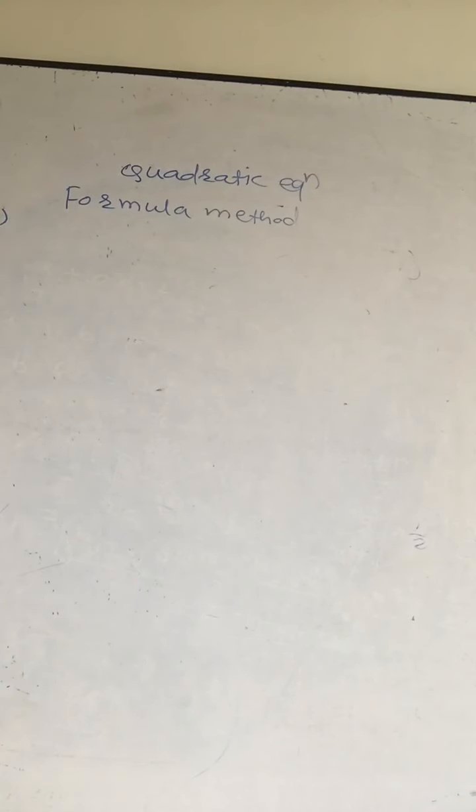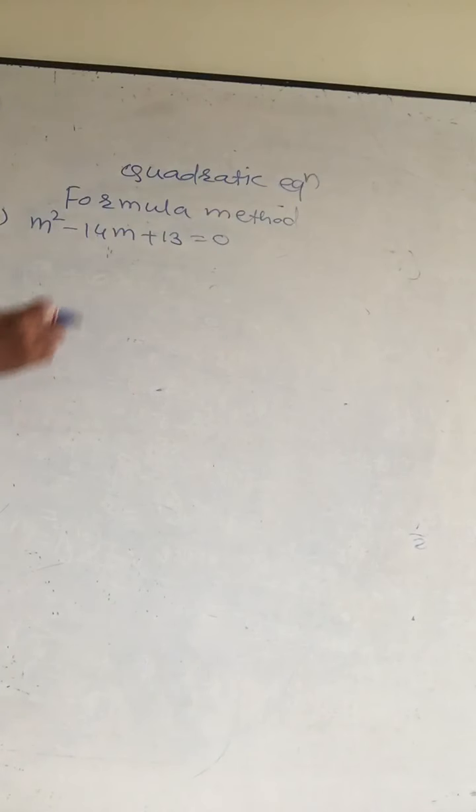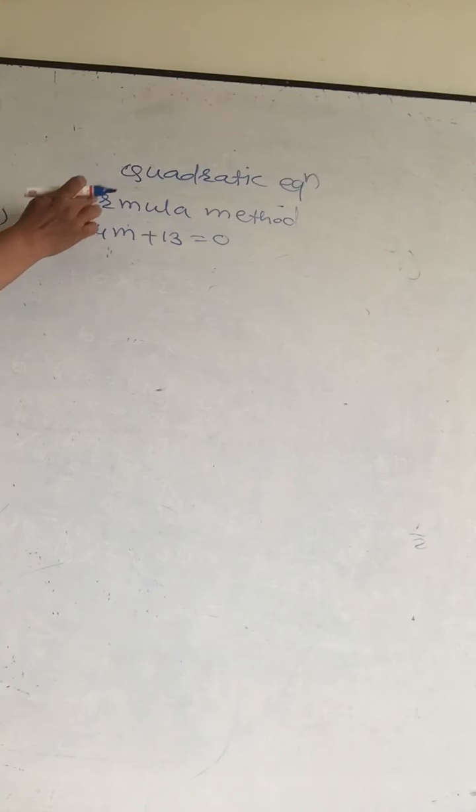Suppose the equation is given: m square minus 14m plus 13 is equal to 0. This is the quadratic equation. Now we have to solve this by the formula method. The question is: solve this equation by the formula method. When the question asks for this method, we have to solve the equation only by the formula method. If we solve it by the factorization method, there will be no marks. So whatever may be asked, you follow this.